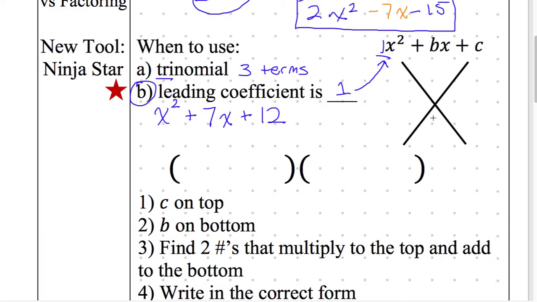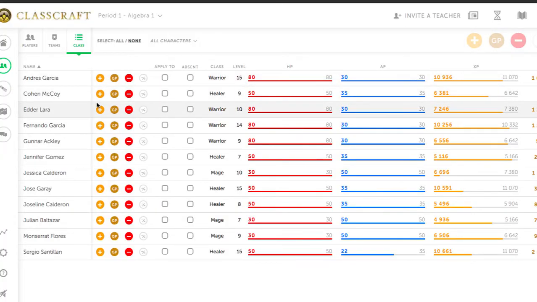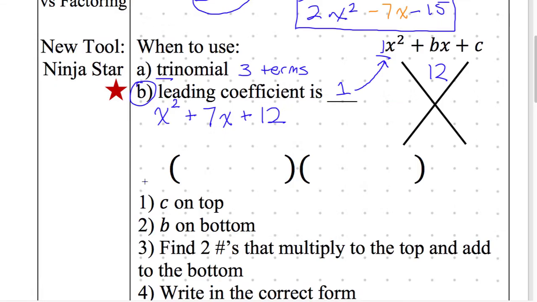Quiet raised hand. What goes on top? Cohen. 12. Everyone write it down. 12 goes on top because this value is the C value. This C value, this 12, they are in the same spot. Therefore, 12 goes on the top. Thank you, Cohen. All right. What number goes on the bottom? Jenny. 7. Yep, write it down. 7. Thank you, Jenny.